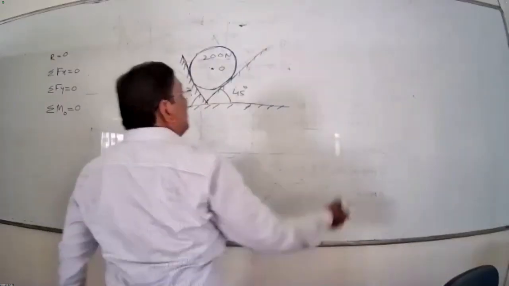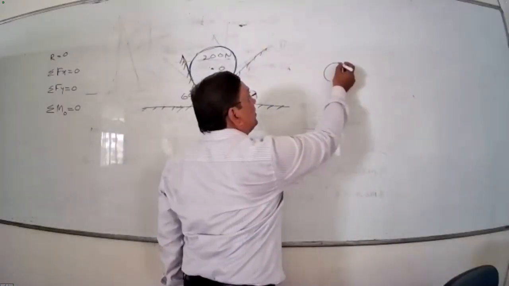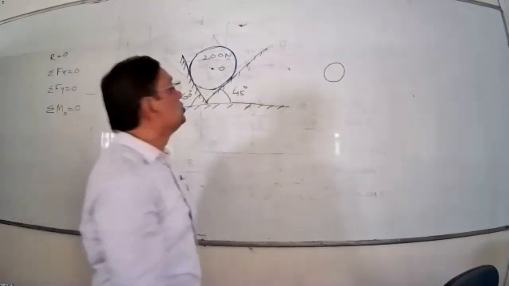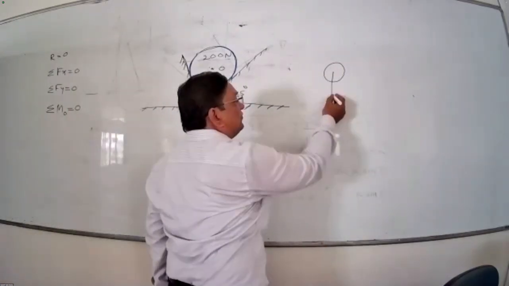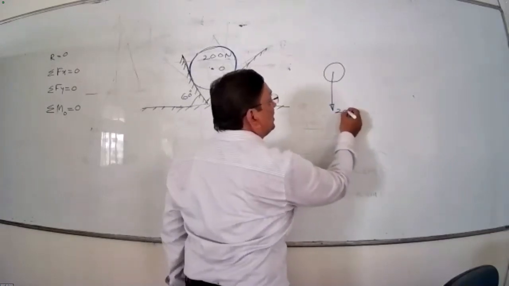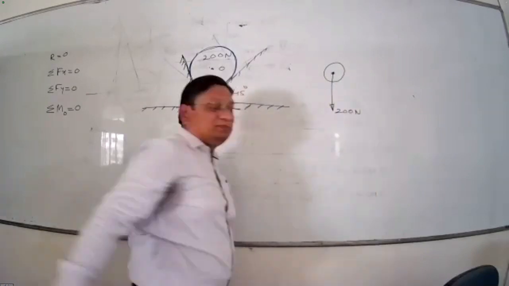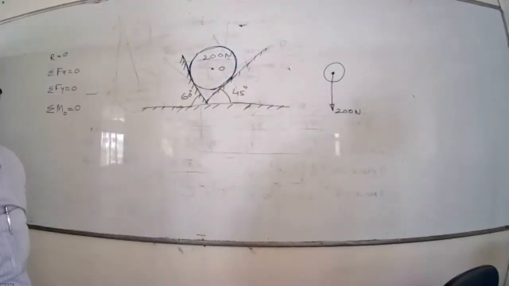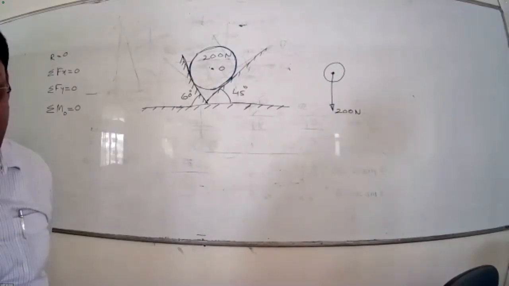So in the free body diagram, let us see. I am drawing the free body diagram. So the first point is always the self weight. Show the self weight. Self weight is acting in the vertically downward direction. This is 200 Newton. One is done. Now you have to tell me next for the self weight. Perpendicular. RA and RB. Yes.